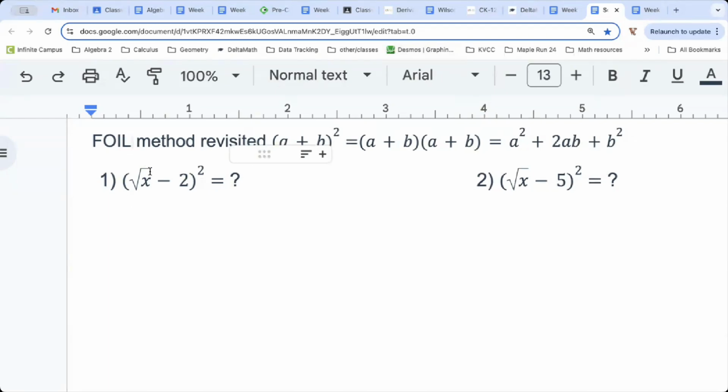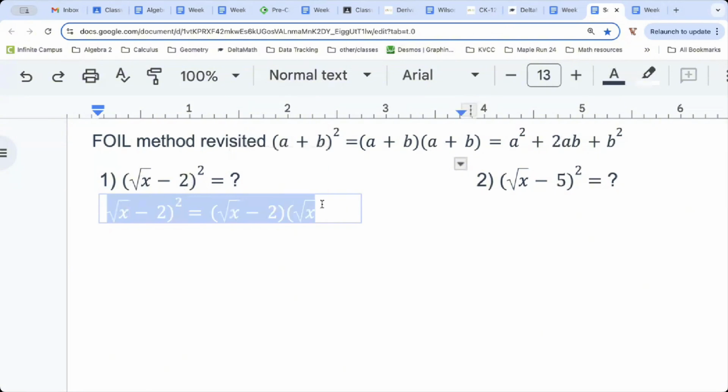So for number one, a is the square root x. So square root x squared is just going to be x. b is negative 2. Negative 2 squared is 4. And the middle part is just twice a, which is square root x, times b, which is negative 2. All right, let's get to it and see what this works out to be.